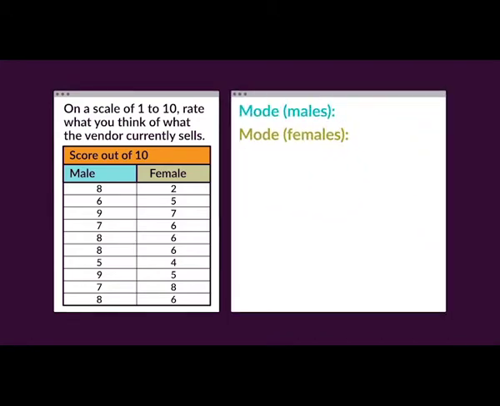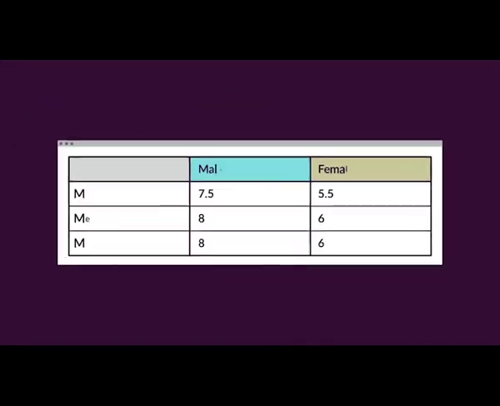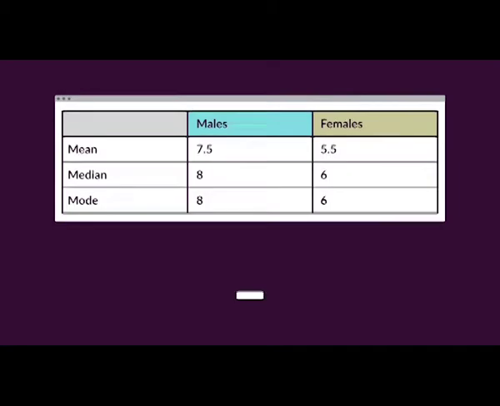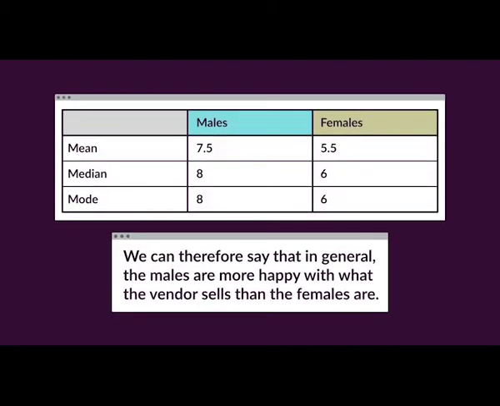And now the mode. The most common value in the data sets is 8 for the males and 6 for the females. If we look at the mean, median, and modes of data sets, we can compare their general results. From these, we see that, in general, the male respondents seem to be happier with what the vendor sells than the female respondents were.